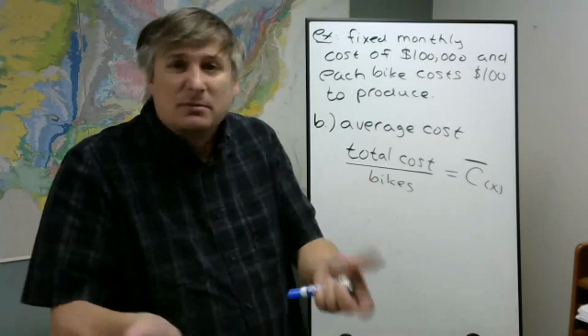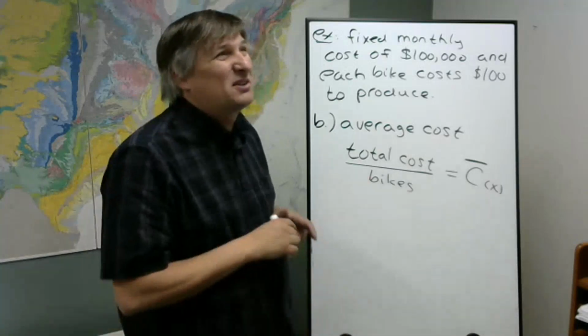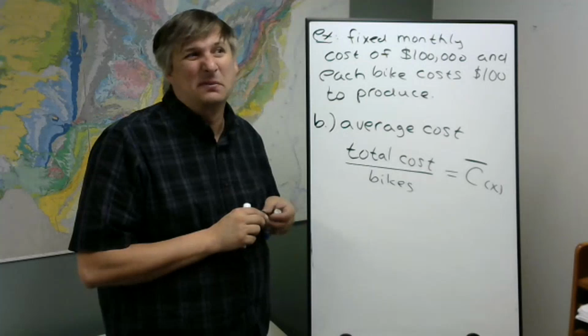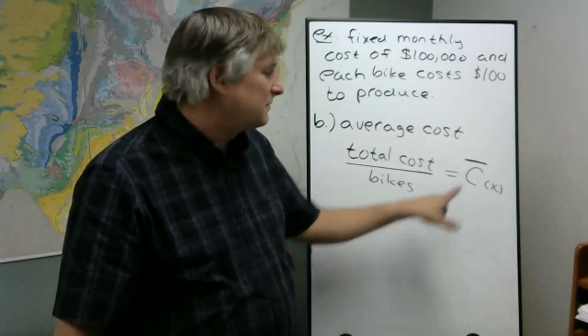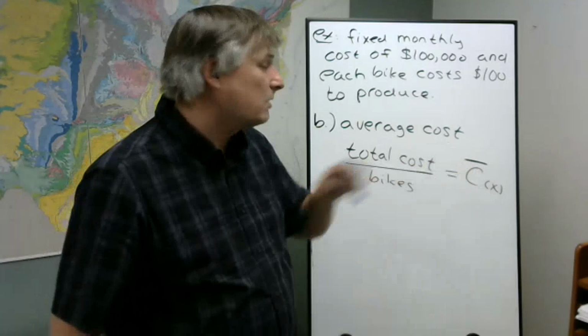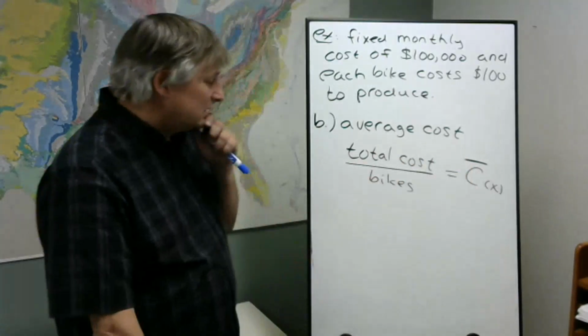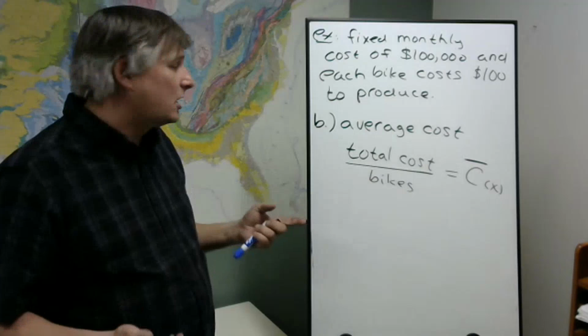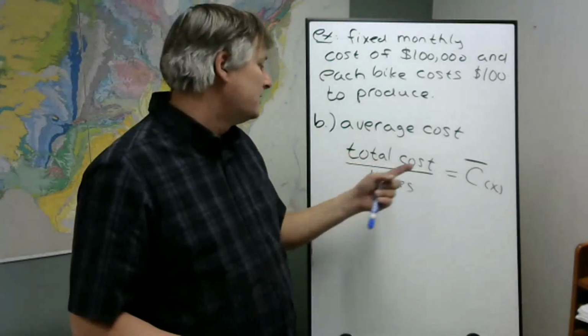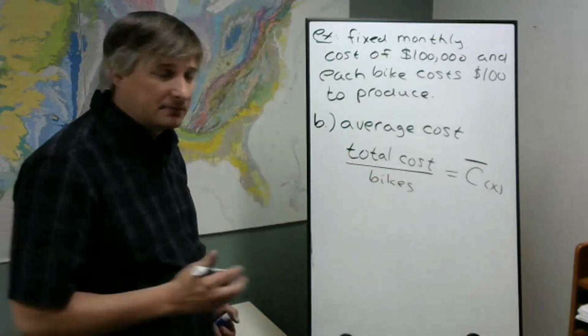It's going to be average. I want to say it can sometimes mean vector, but I don't think so. You're pretty safe, and certainly in this class, calling this average. So this is how we define average cost. We take the total cost divided by the number of bikes.